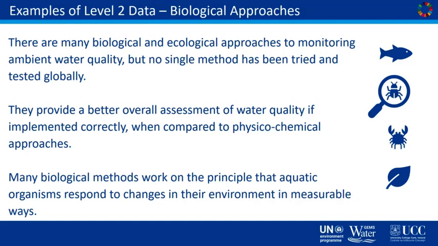There are many biological and ecological approaches to monitoring ambient water quality, but no single method has been tried and tested globally. Most have been developed for a country or region and then adapted for use in another country. When biological approaches have been established, they are often more economical to operate than those that employ techniques that measure physical and chemical characteristics of water. They are not useful for providing information on whether specific parameter target values have been exceeded or not, but they do provide a better overall assessment of water quality if implemented correctly.